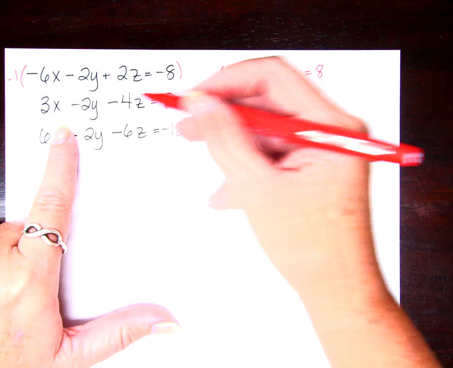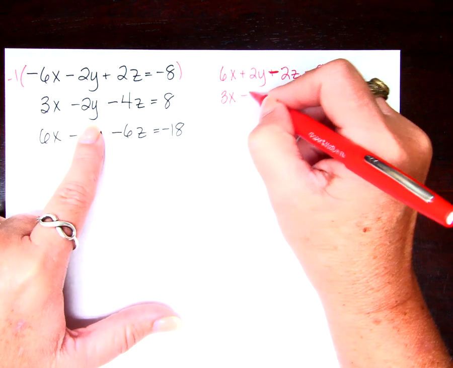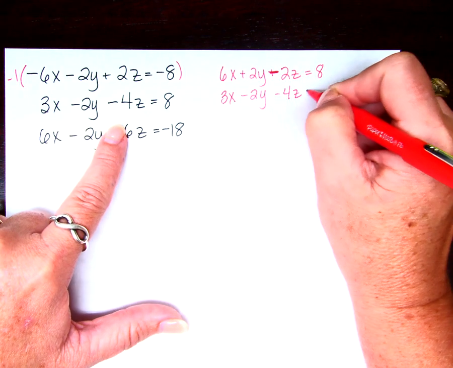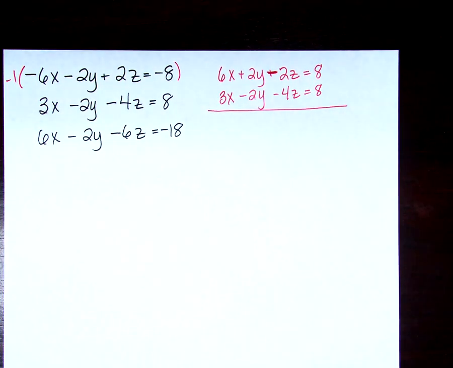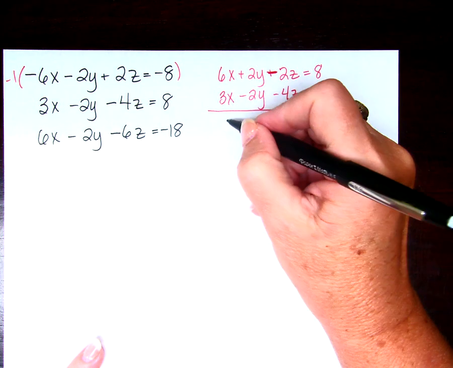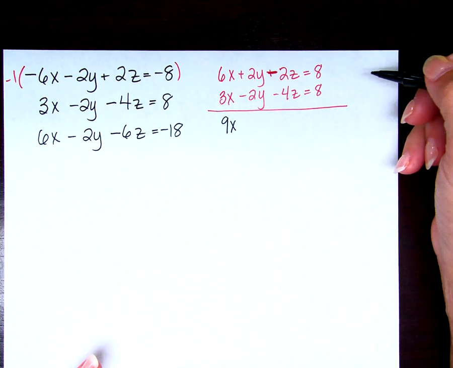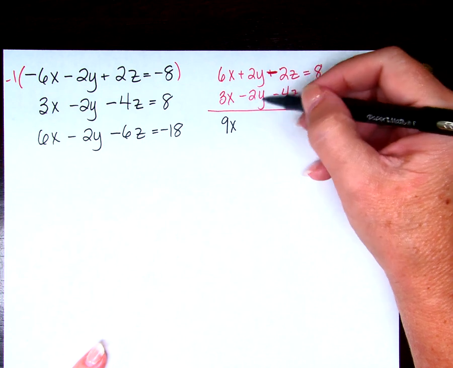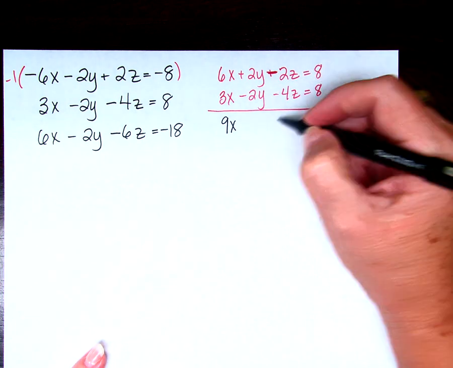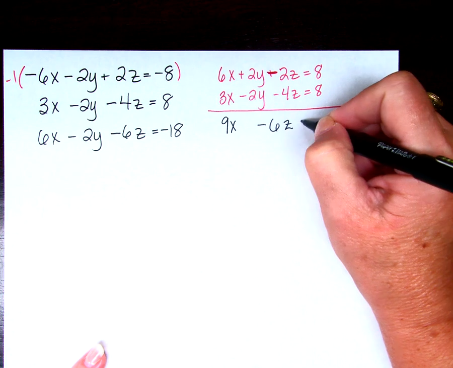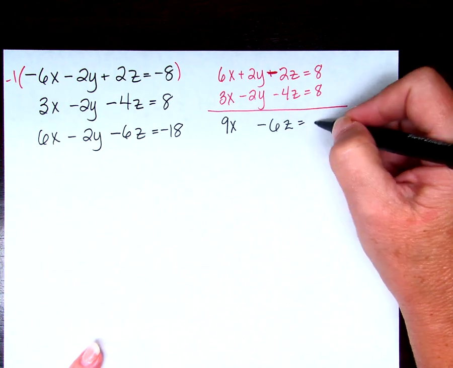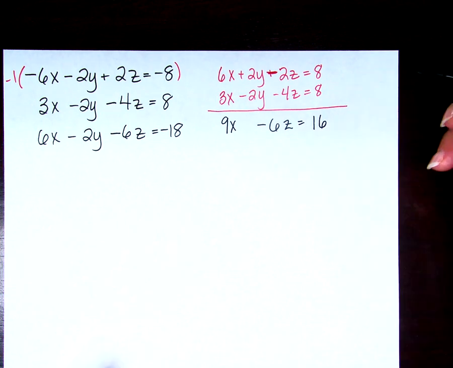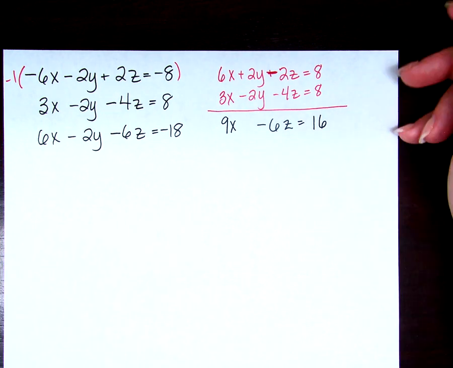Now I'm going to rewrite the second equation. Are you okay with that? 3x minus 2y minus 4z equals 8. Now when I add these two, what do I get? 9x, 0, negative 6z equals 8 and 8, or just 16, right? They're both positive 8, so it gives me positive 16.